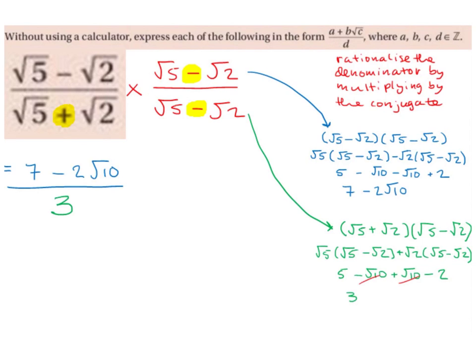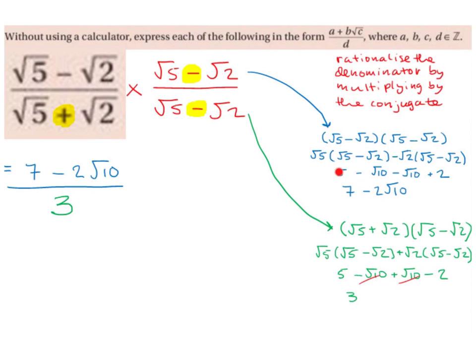So it's going to be root 5 times root 5 will give me 5. Root 5 times minus root 2 will give me minus root 10. Minus root 2 by root 5 will give me minus root 10. And minus root 2 by minus root 2 will give me 2. Because a minus by minus is a plus, and root 2 by root 2 will just give you 2.